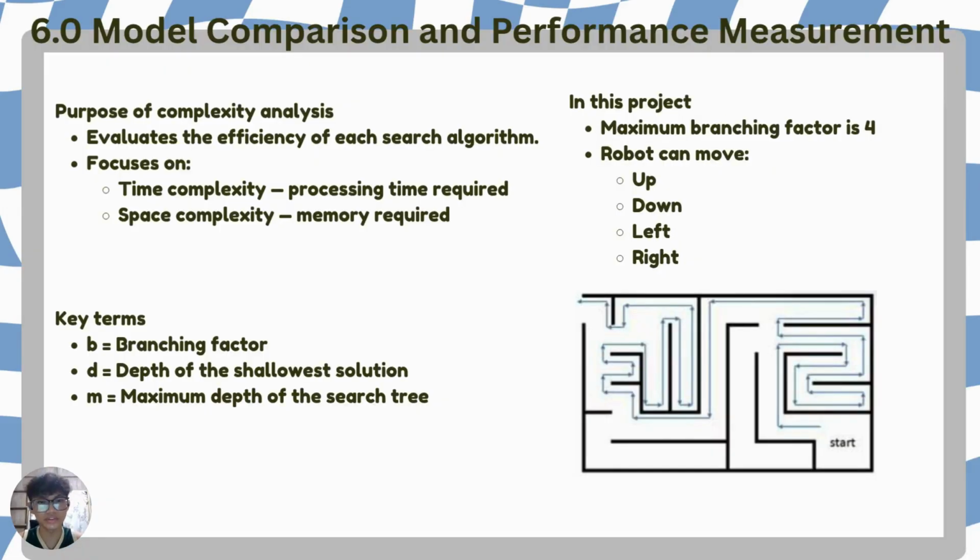Next, I will explain the comparison and performance measurement of each search algorithm. In this project, we evaluate the algorithms using time complexity and also space complexity. Time complexity shows how long an algorithm may take, while space complexity shows how much memory it may use. A robot can move in four directions: up, down, left, and right. Therefore, the maximum branching factor in this project is 4.